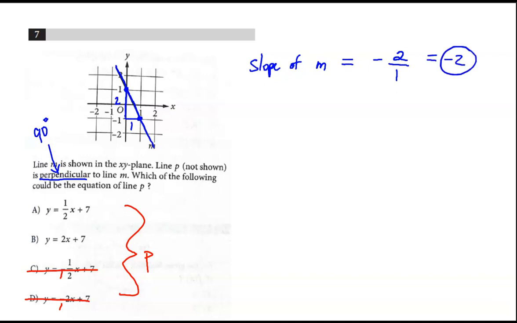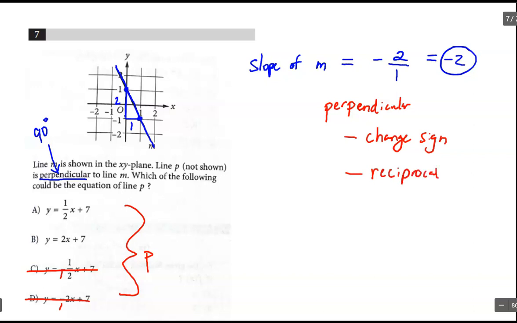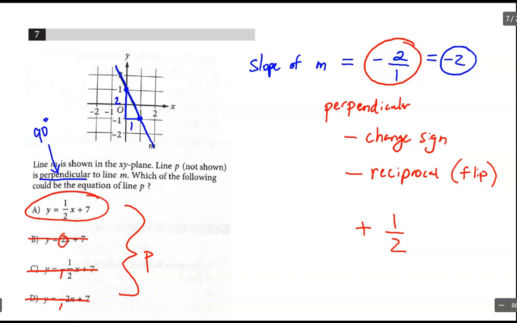Now, if I want to be perpendicular, all right, there's two things you need to do to change the slope if you're going to be perpendicular. Number one, you always need to change the sign. And number two, you need to do the reciprocal, or some people just like to say, we need to flip that slope. So if this was the original slope, if I want to be perpendicular, I need to change the sign, and I need to flip it, or be the reciprocal. So I know the slope is 1/2. So this one right here has a slope of 2, so it can't be that one. Correct answer is going to be A.